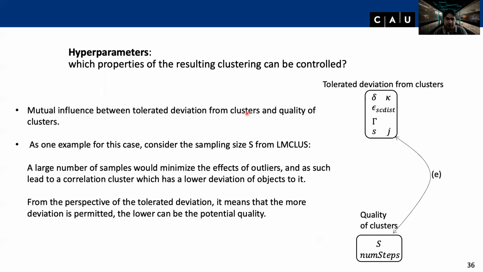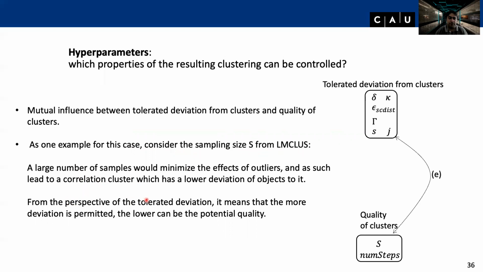And I think the last aspect that we have here about mutual influences on hyperparameters is a relation between tolerated deviation from clusters and the quality of clusters. So the mutual influence between tolerated deviation from clusters and the quality of clusters can be regarded as the following. The example of the sampling size, as from the LM class, says that a large number of samples taken from the data would minimize the effect of outliers, because the more objects you take, the lower the probability that an outlier skews the orientation of your subspace.